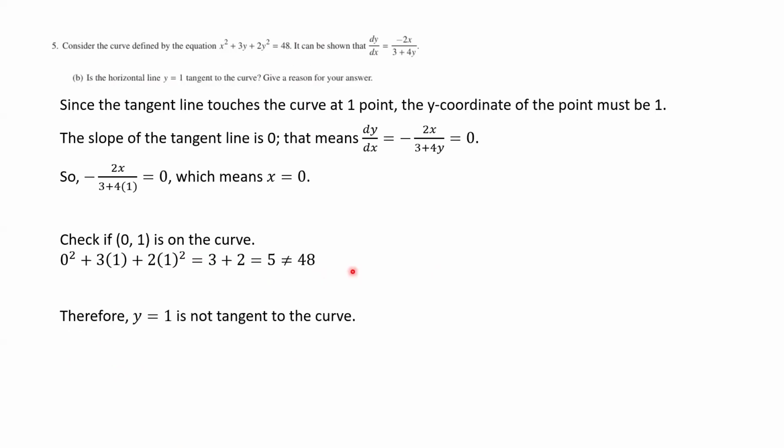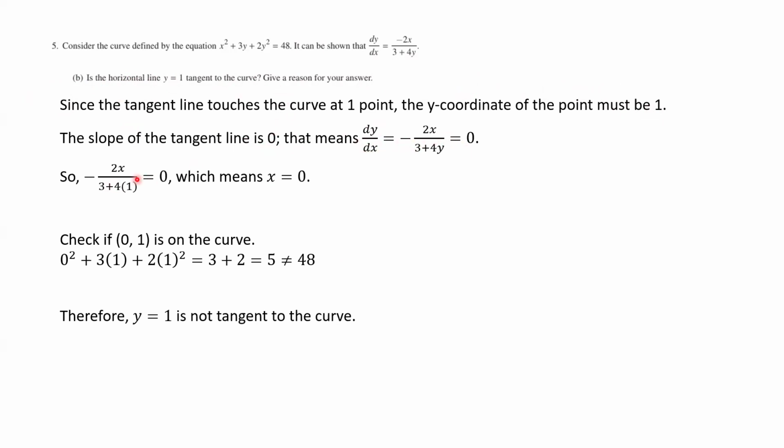Okay, next. Is the horizontal line y equals 1 tangent to the curve? Give a reason for your answer. Okay, so I said since the tangent line touches the curve at 1 point, the y-coordinate of the point must be 1. It's a horizontal line, the y value is constantly 1. So that means no matter the x value, y is 1. So when it touches the curve, the y-coordinate has to be 1. It's a horizontal line, so the slope of the tangent line is 0 also.